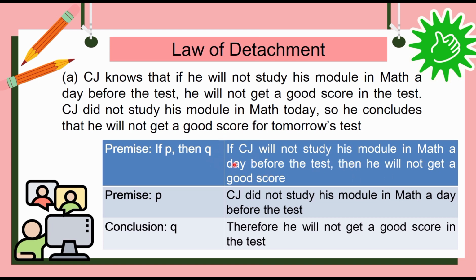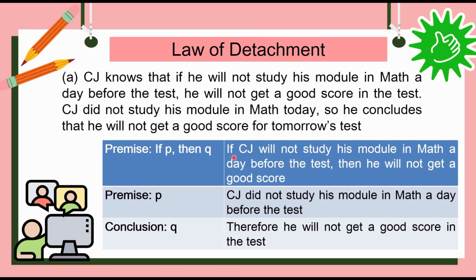So let us analyze our hypothesis. CJ did not study his module in math a day before the test. So that is our hypothesis. Our conclusion, therefore, he will not get a good score in the test. So by analyzing our if P then Q, that is true.